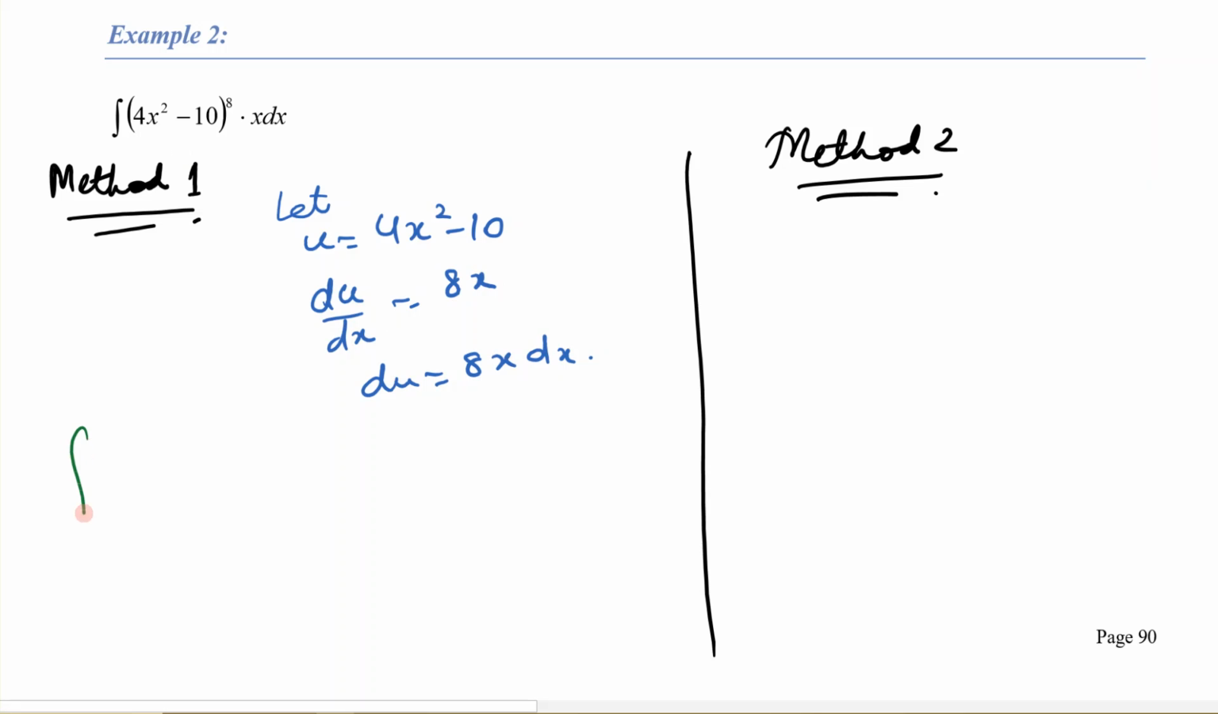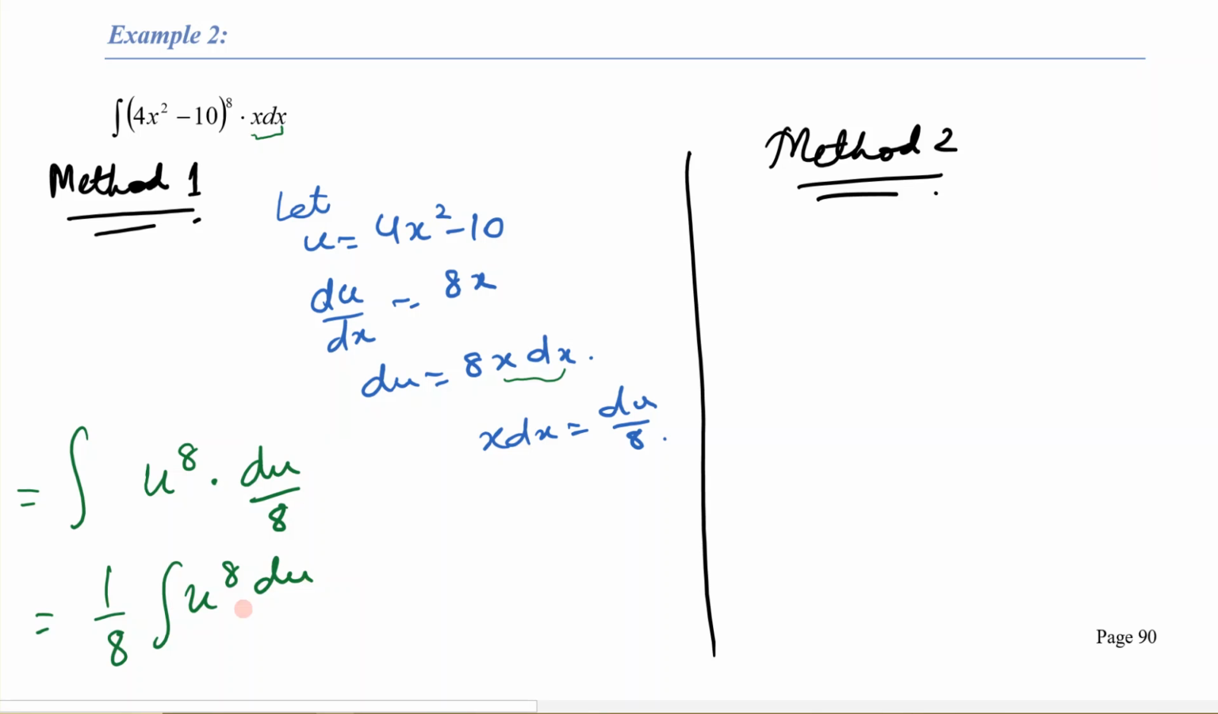Our problem becomes, let's substitute the values. So u raised to power 8, and from here we need the value of x dx. So x dx is du over 8. Let's write that. So let's do this integral: 1 over 8 integral of u to the 8 du. By using the power rule, because these are the same variables, we can use the power rule. So 1 over 8 times u raised to power 9 over 9 plus c.